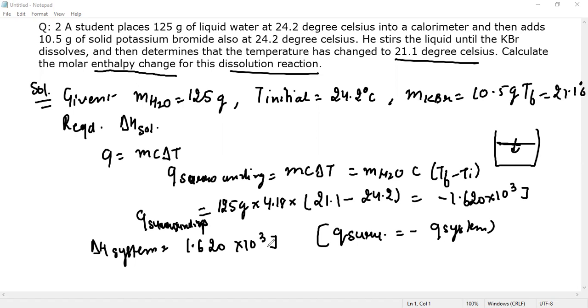Now what do we need to do? He is asking about molar enthalpy change if you read the question. So how do we find that? For that, first of all, let's find the moles here.